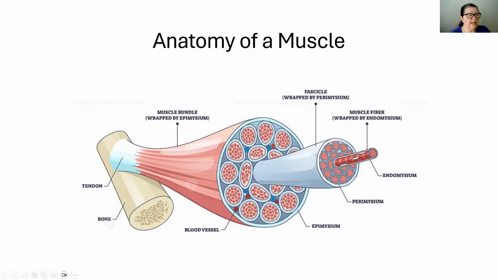In between the fascicles, you'll notice also that you have blood vessels, and this is what brings blood to the muscle to keep it nourished and alive. Here in this particular diagram, it also shows the tendon attaching to the bone. Tendons attach muscle to bone, whereas ligaments attach bone to bone, which we talked about in the skeletal video. If you haven't watched that, check it out. But the tendon really is just an extension of the muscle. So that's what that is portraying in this particular diagram.